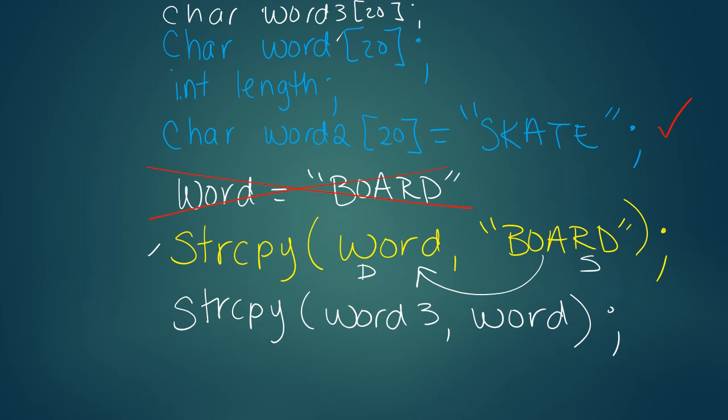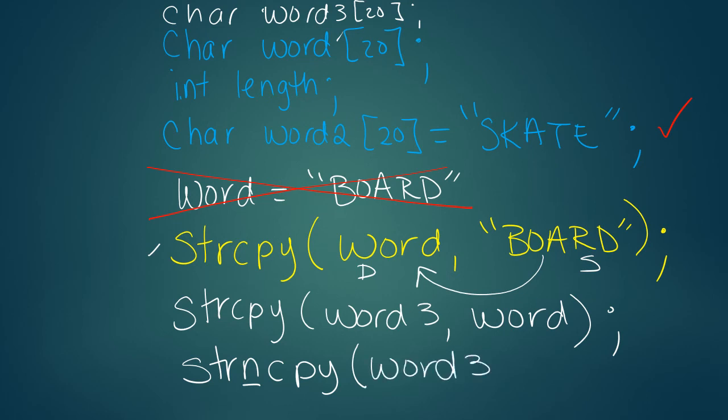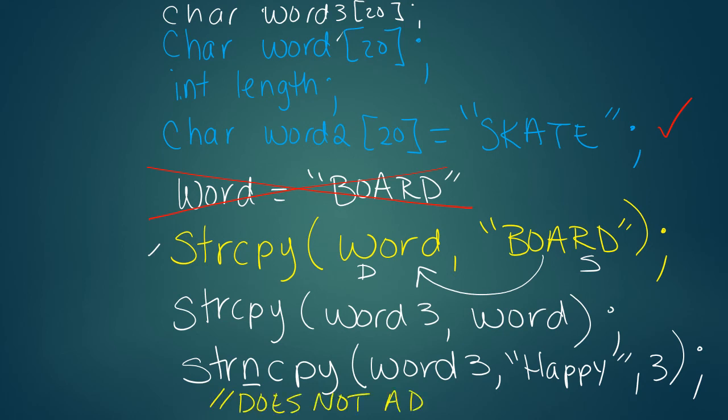Now the only other one is strncpy. So I can strncpy into word3 the word happy, and I only want to copy 3 characters. And something to remember about strncpy, that it does not add the null character. All right, so let's just draw really little pictures over here of what is going on with each one of these statements.